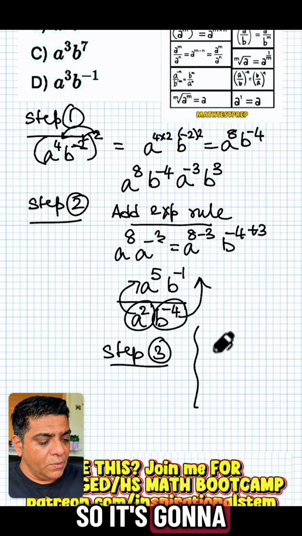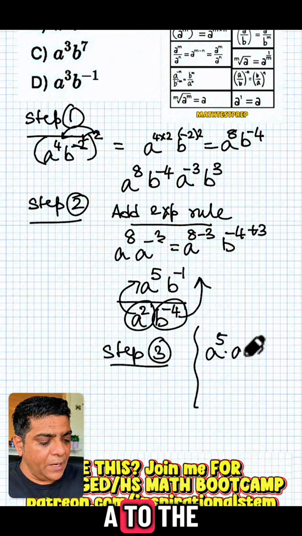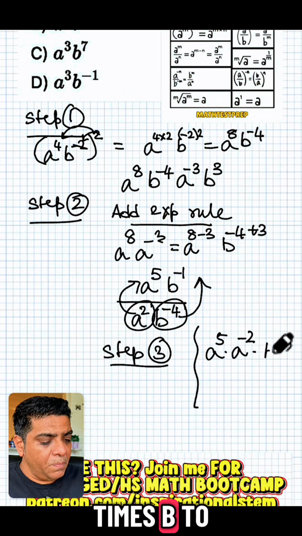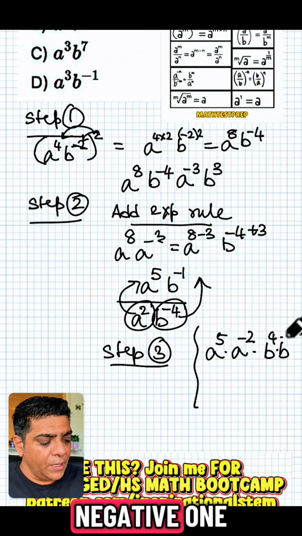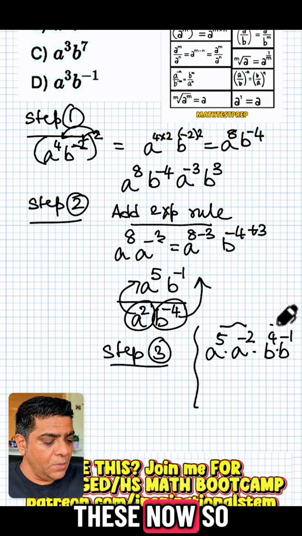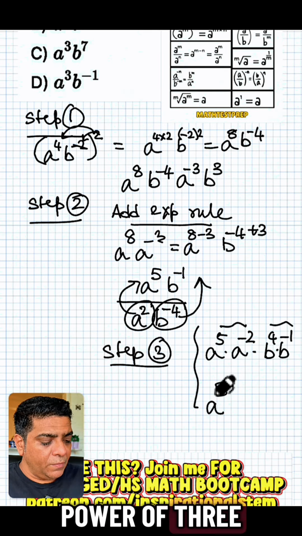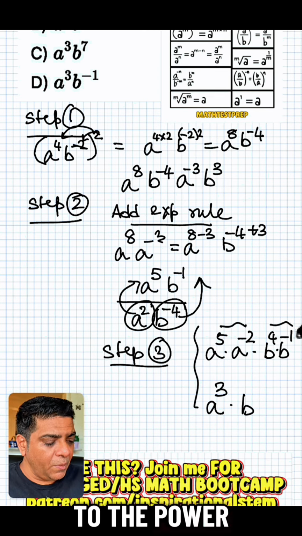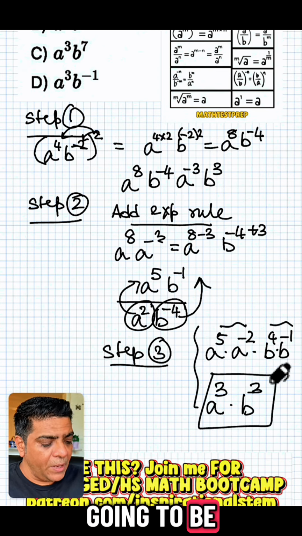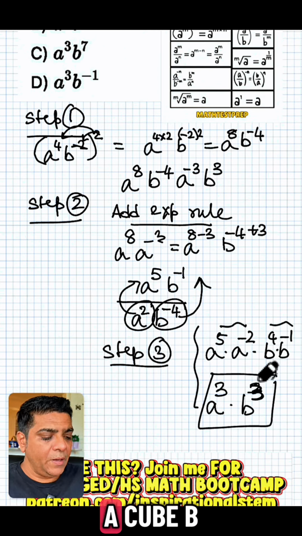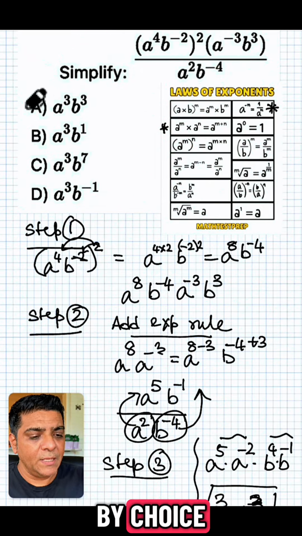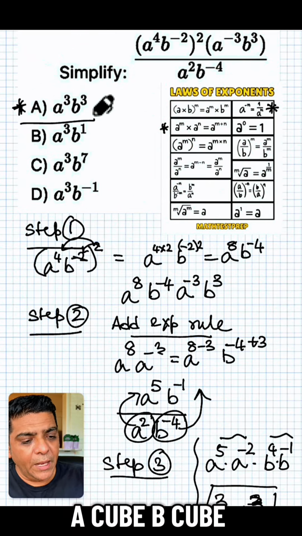So it's going to be a to the 5th times a to the negative 2 times b to the 4th times b to the negative 1. So now again, we're going to add these. It's going to be a to the power of 3 times b to the power of 4 minus 1, which is 3. So that is going to be our final answer, a cubed b cubed, which is represented by choice A over here. Okay, a cube, b cube.